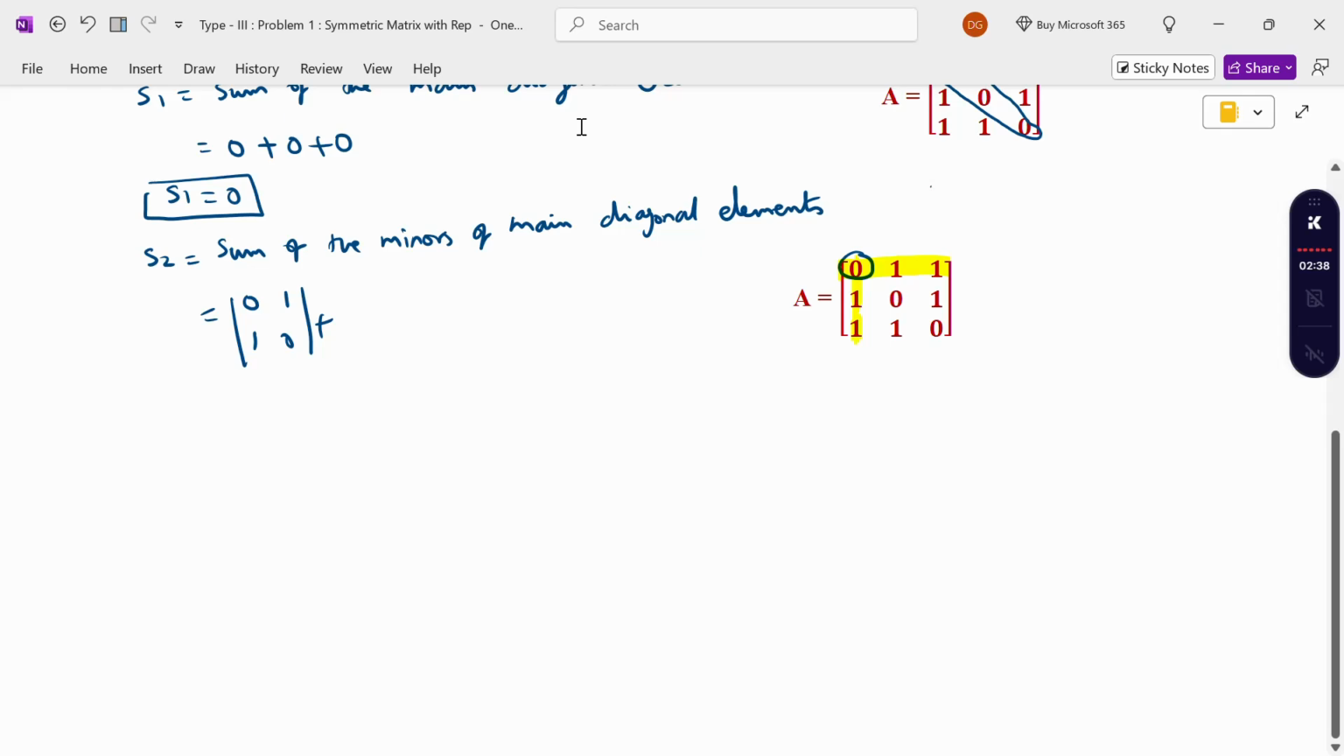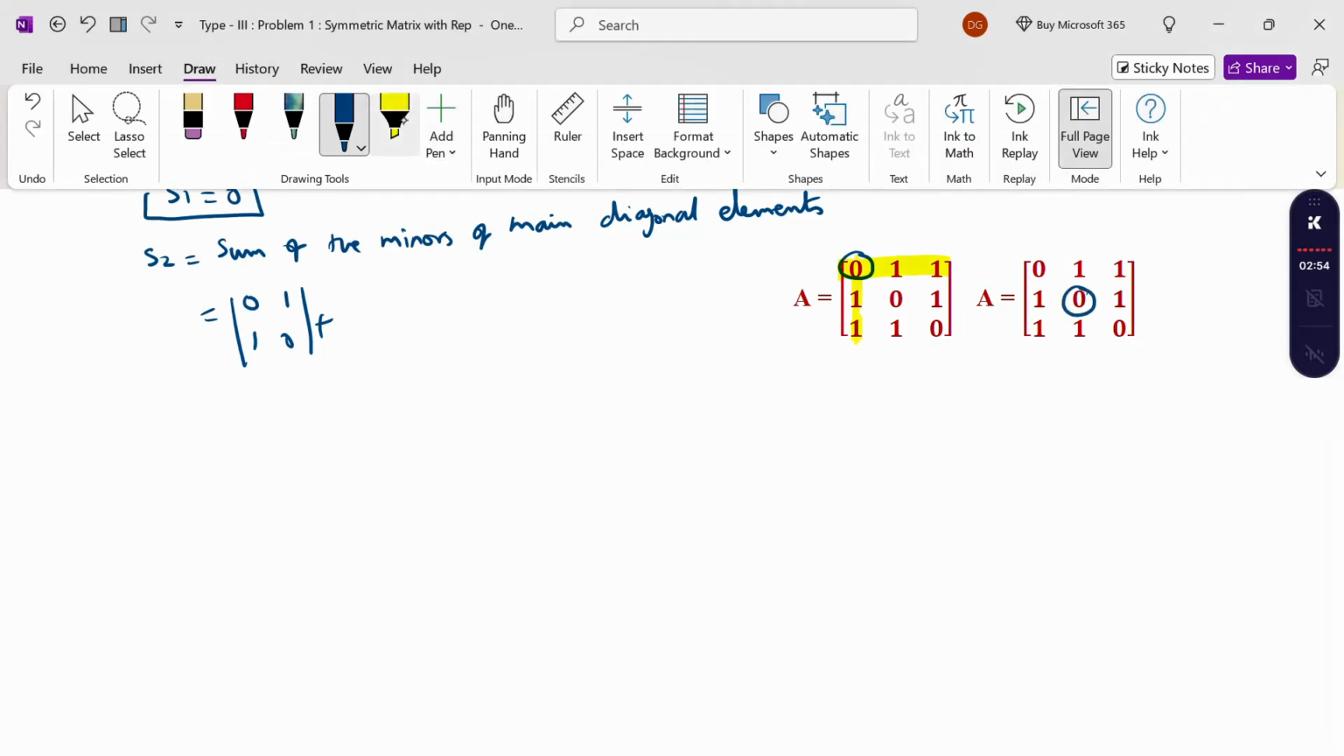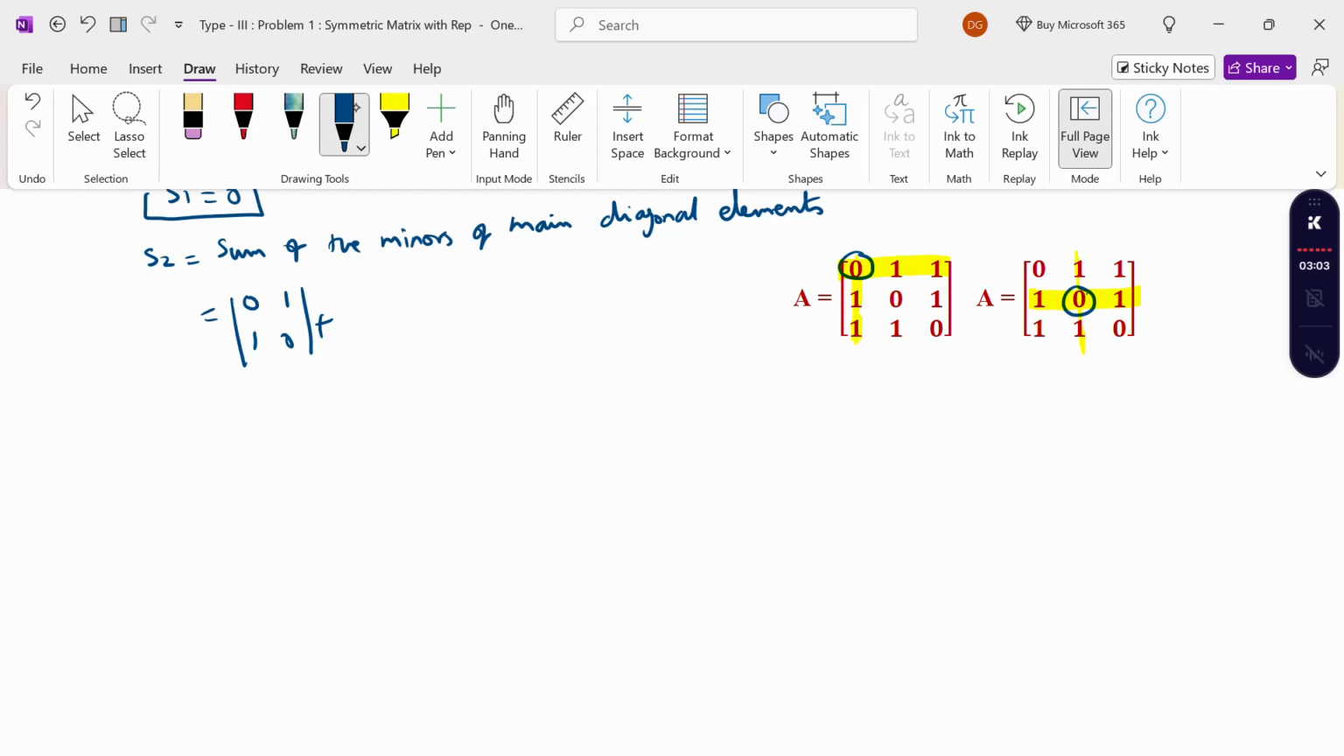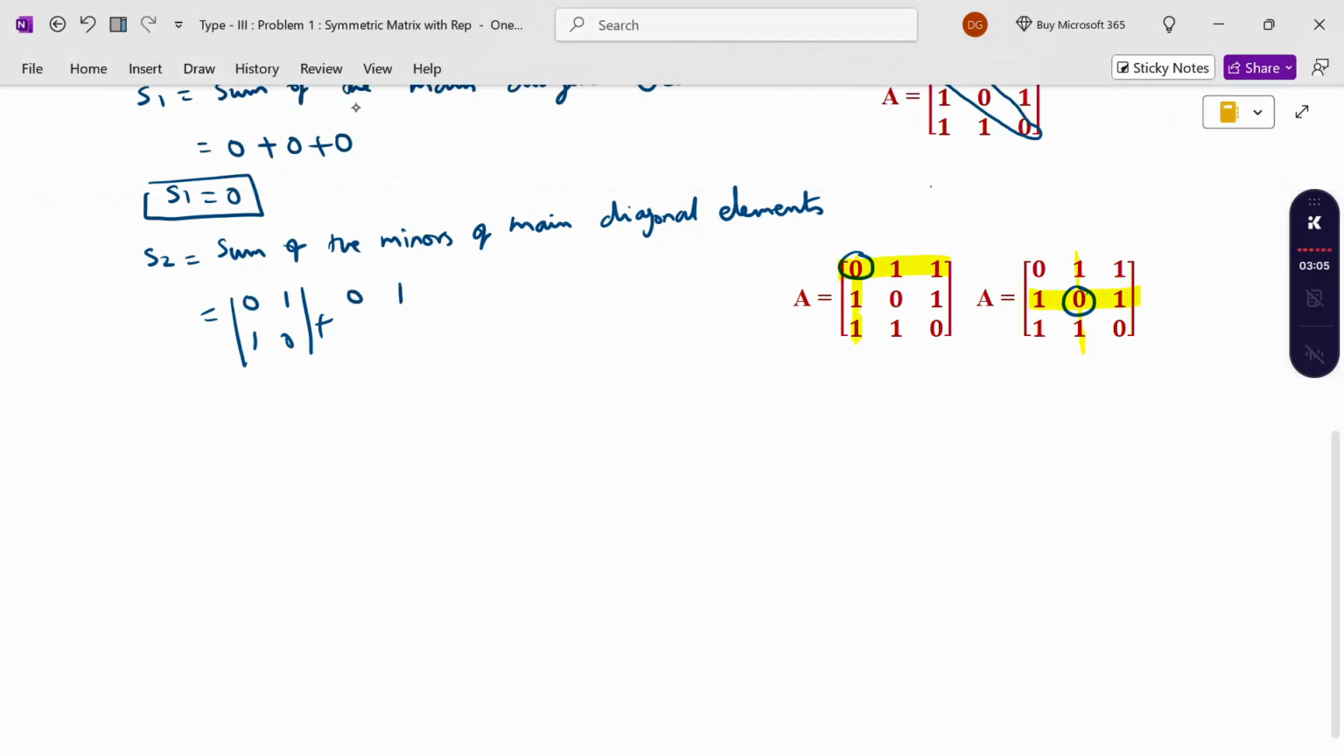Another minor matrix: to calculate for the second diagonal element, I take this one. When I take this diagonal, again you leave this row and column. We have the minor matrix 0 1 1 0, plus.